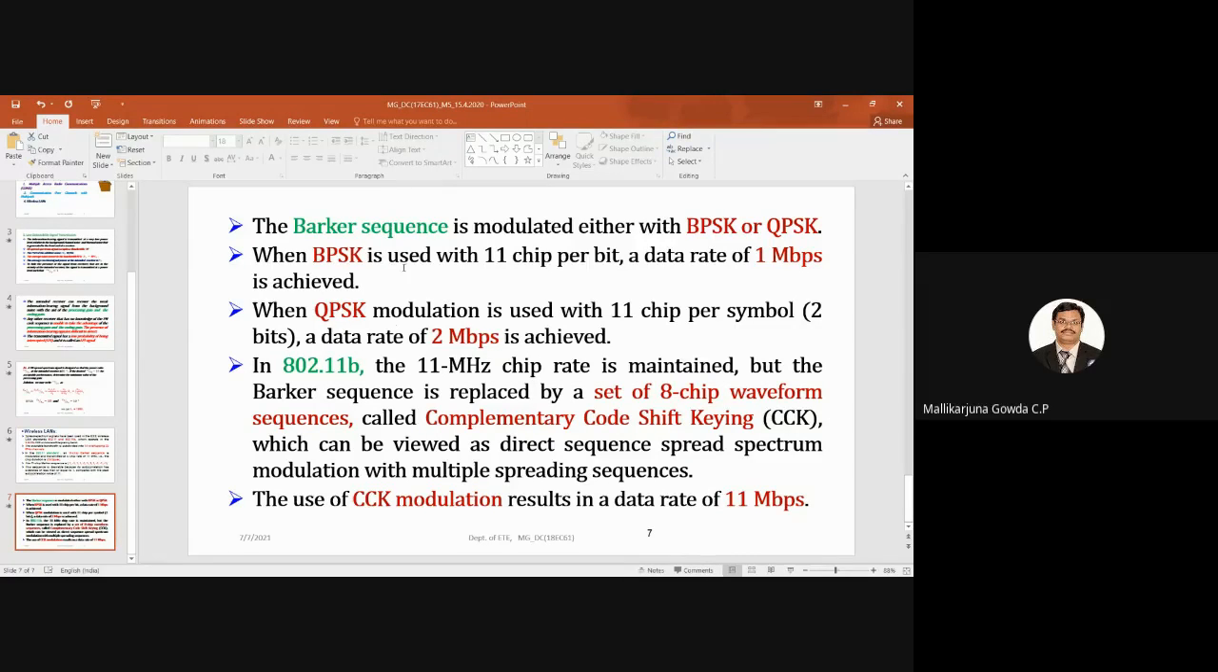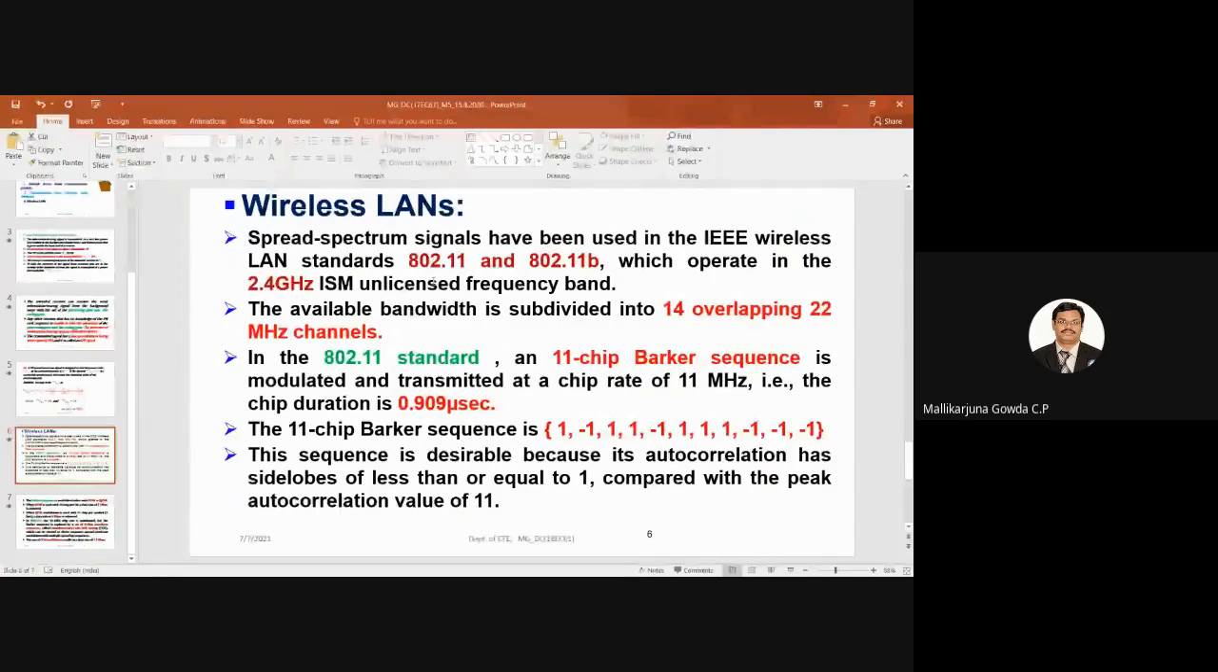And when QPSK modulation is used, obviously the data rate achieved by QPSK will be double the BPSK, because we are able to send 2 bits per symbol, right? So the QPSK modulation is used with 11 chips per symbol, that is 2 bits, so a data rate of 2 Mbps is achieved. That is with respect to the 802.11 standard. Then another one is 802.11b.